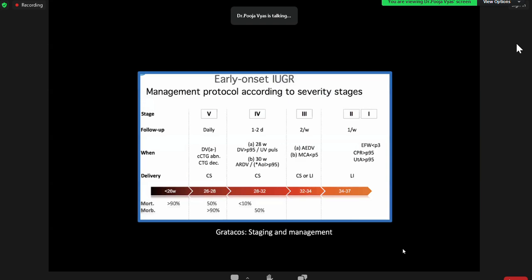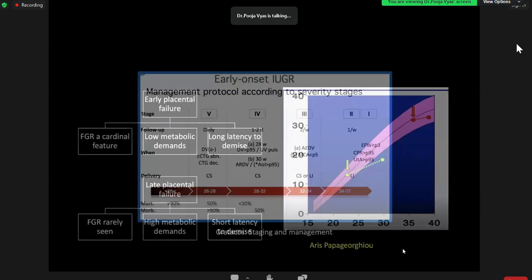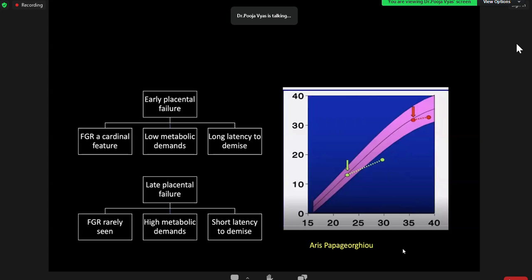And in stage 5, we are going to follow up daily and try and stretch till 26 to 28 weeks. However, in stage 4 and stage 5, the chances of mortality and morbidity are extremely high. So in early placental failure, FGR is a cardinal feature where the fetus has got low metabolic demands, and so there is a long latency to death. Whereas in late placental failure, FGR is seen very rarely. There are high metabolic demands and there is a short latency to death.